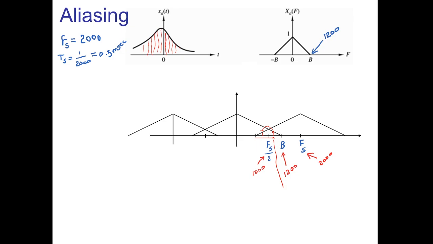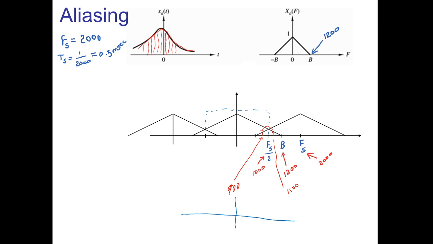Now, since you sampled at 2000 samples per second, you are assuming your highest frequency is 1000. So you're going to use a filter to reconstruct this original signal from its samples with a cutoff frequency of half the sampling rate. So that's 1000 hertz. So the low pass filter is going to look something like this, a cutoff frequency of f_s over 2, that's 1000 hertz. And the spectrum that will come out of the low pass filter will look something like this.